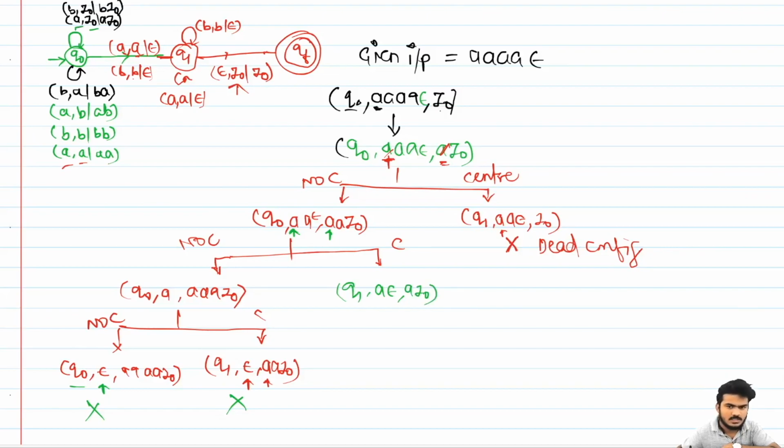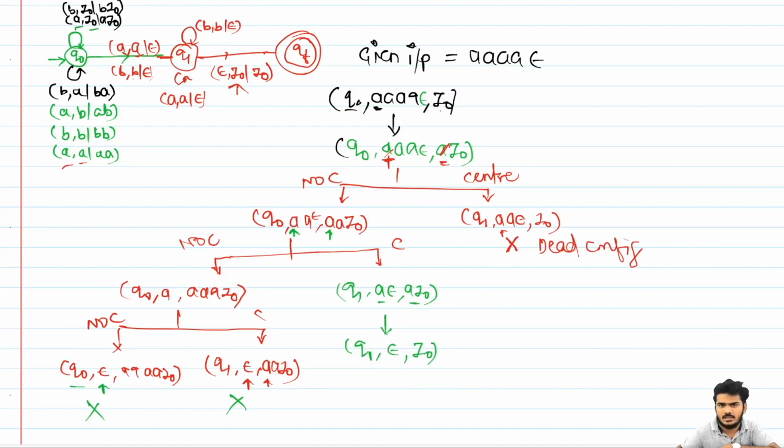Again, in this way I am in Q1. Here we don't need to assume whether the center has come or not, because we are in Q1, on input A and top of the stack is A. We have only one transition, that is, A on A we have to pop. So I will stay in the same state, Q1, and I am left with epsilon as the input, and the top of the stack is Z naught.